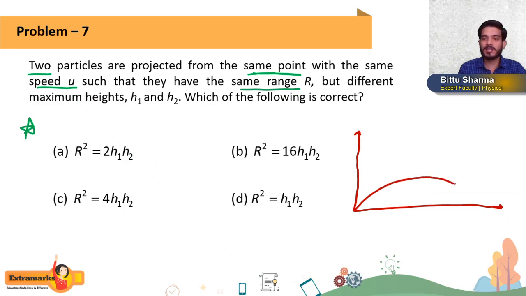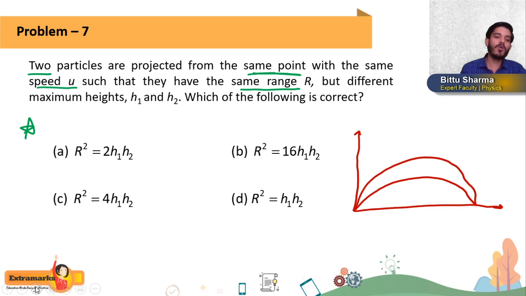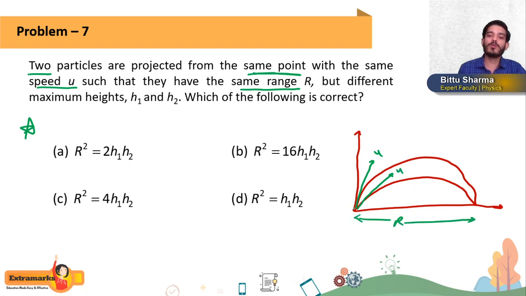Suppose this is the path of particle number 1, and this is the path of particle number 2. Now what? Their initial speed is the same. This particle is also thrown with the speed u. This particle is also thrown with the speed u. Their range is also the same, and both particles are thrown from the same point. Then what? Their angles of projection will always be complementary.